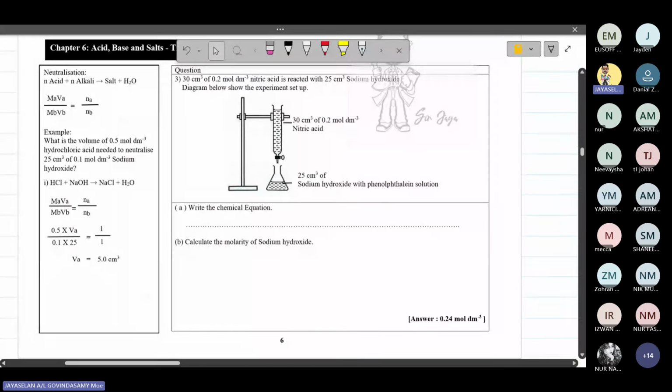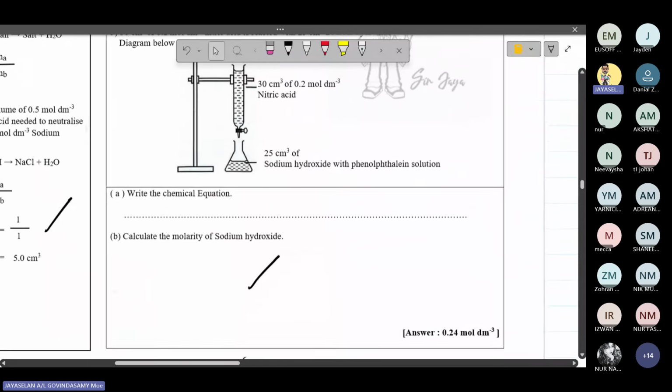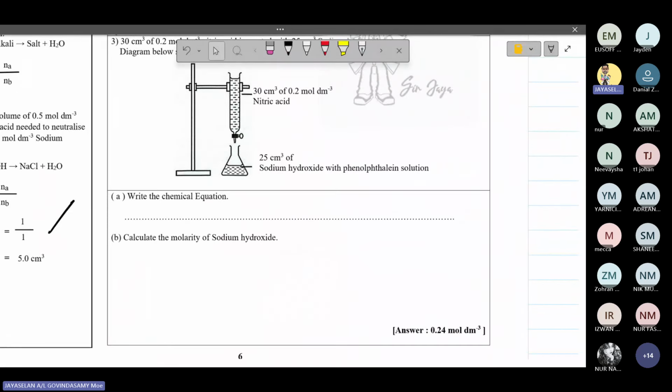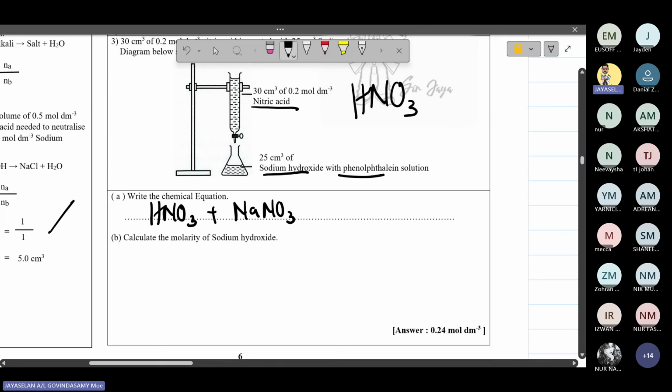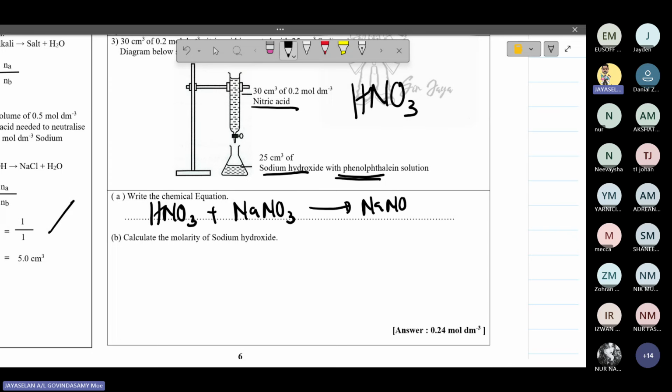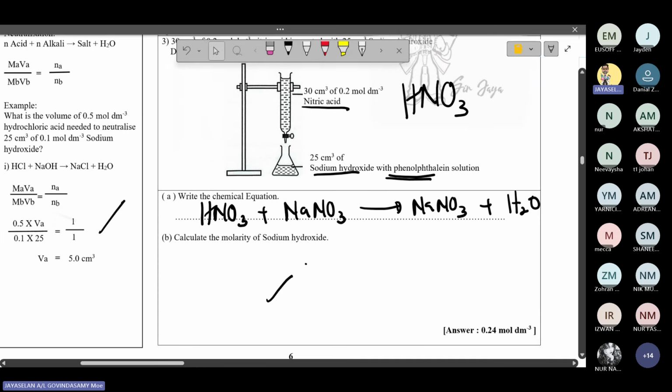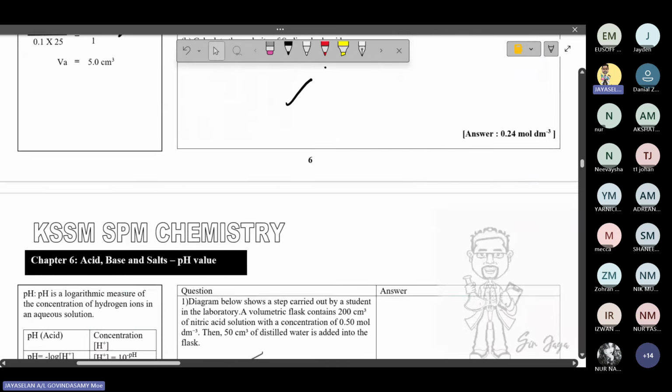Okay, so you all try to do one more example. I do the equation for you, you do the calculation. Later we do essay questions. Nitric acid. What is the formula of nitric acid? Please remember HNO3, don't make a mistake. So HNO3 reacts with sodium hydroxide to give NaNO3 plus water. What is the observation? Pink solution turns colorless. Then for the calculation, please follow the formula. The formula is already given here. Do it. Make sure you remember.